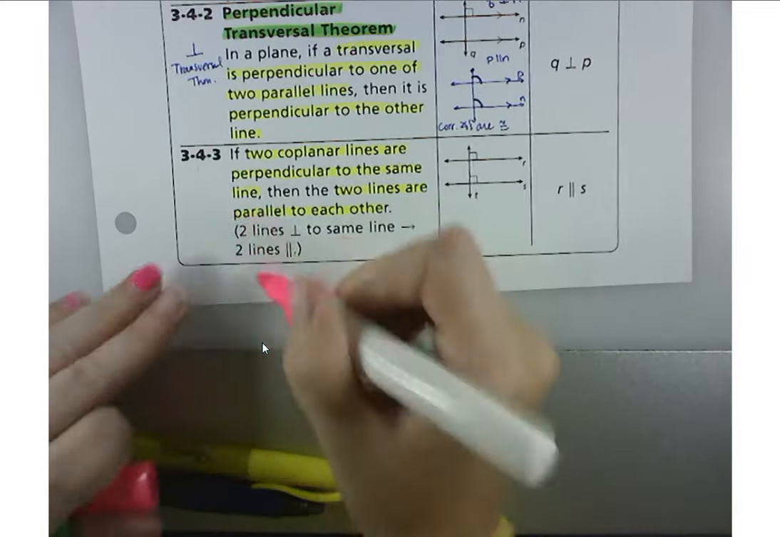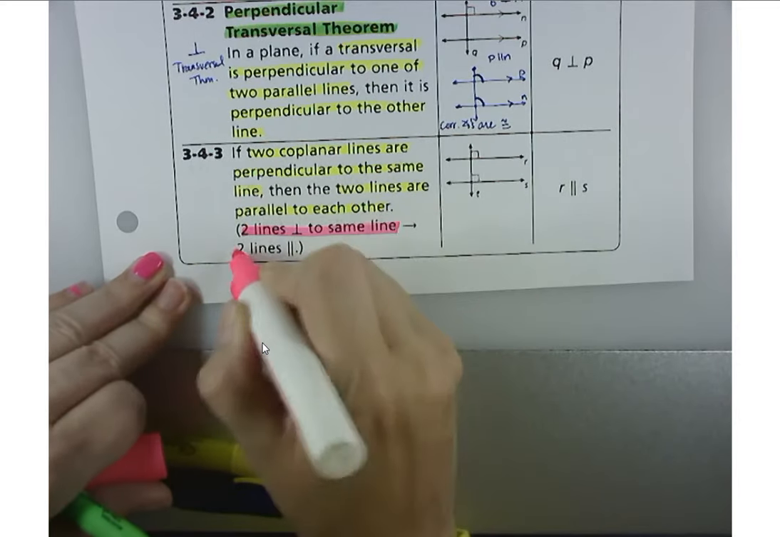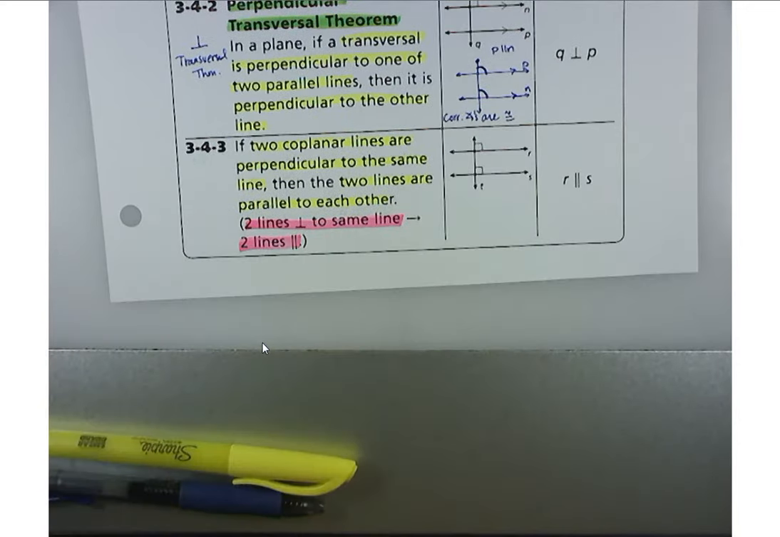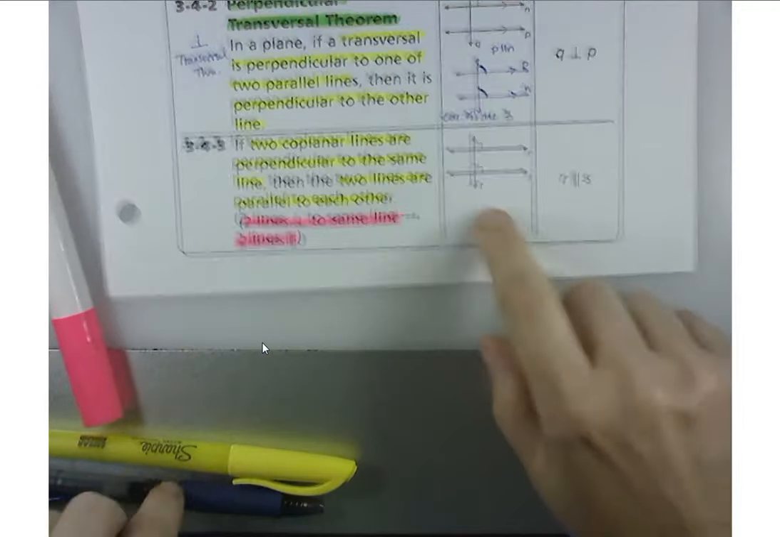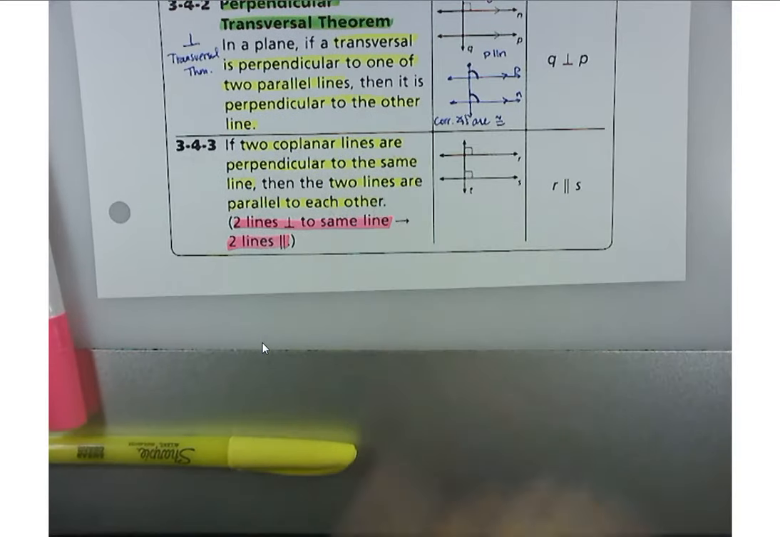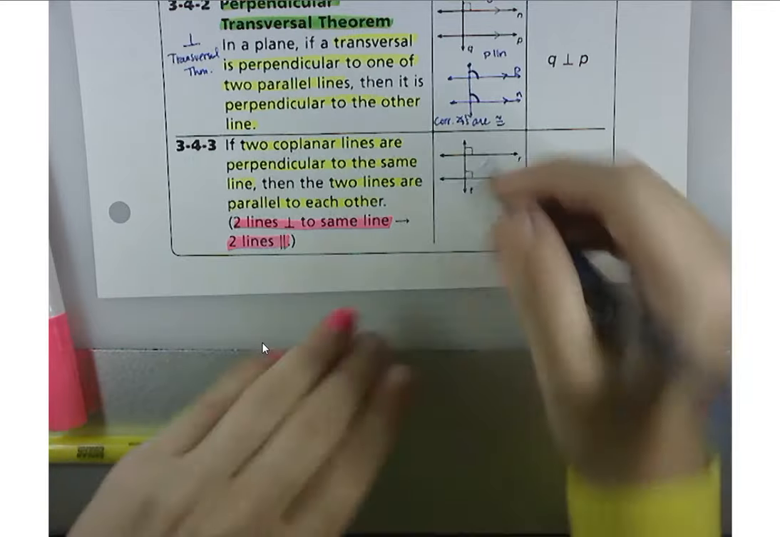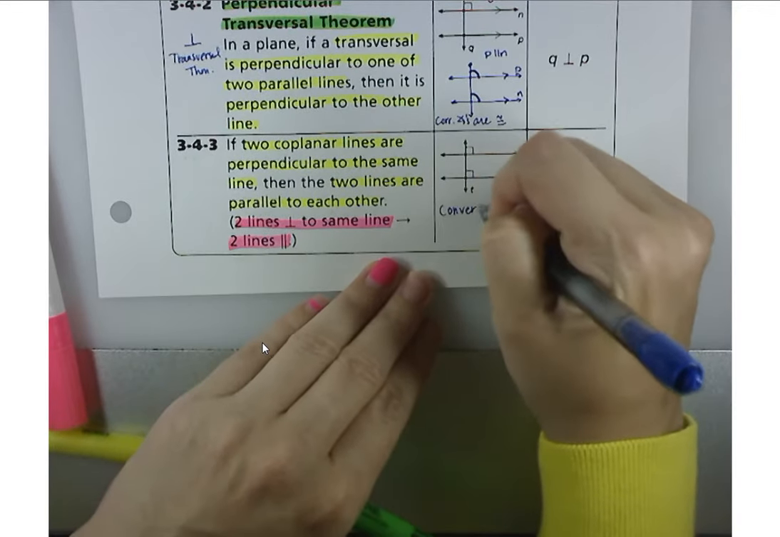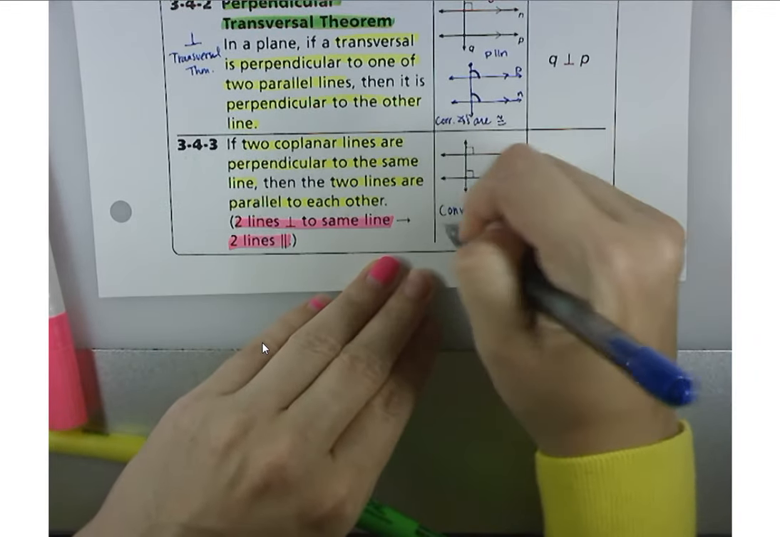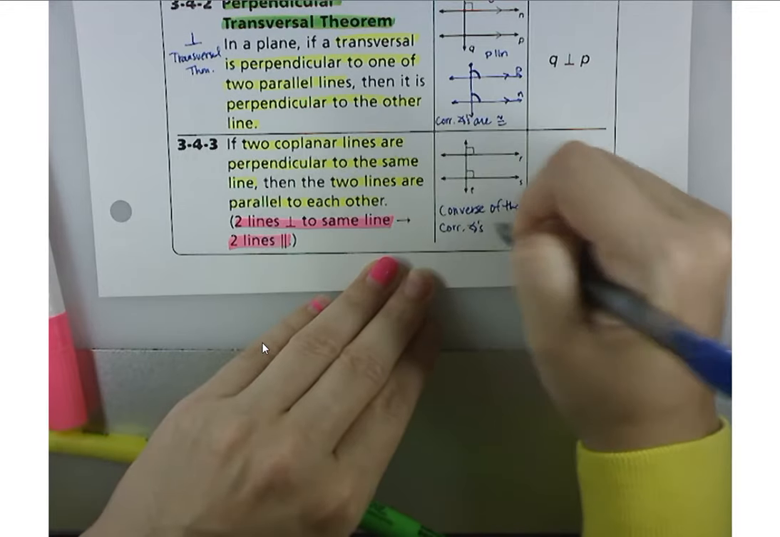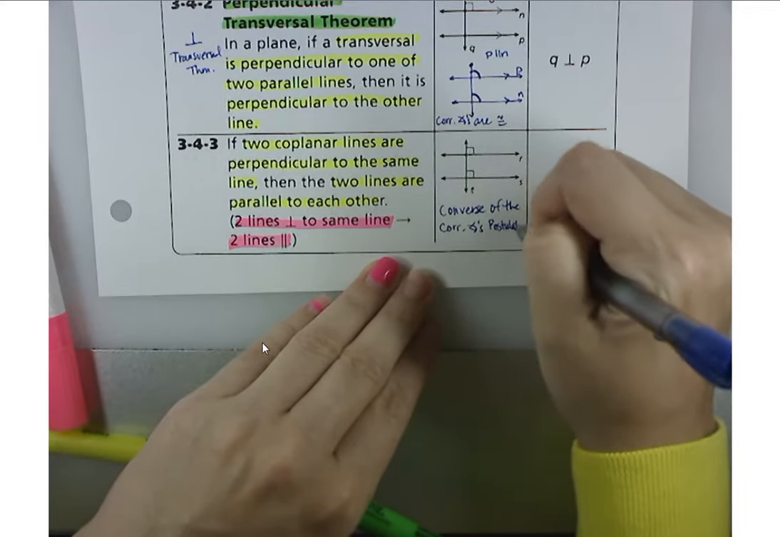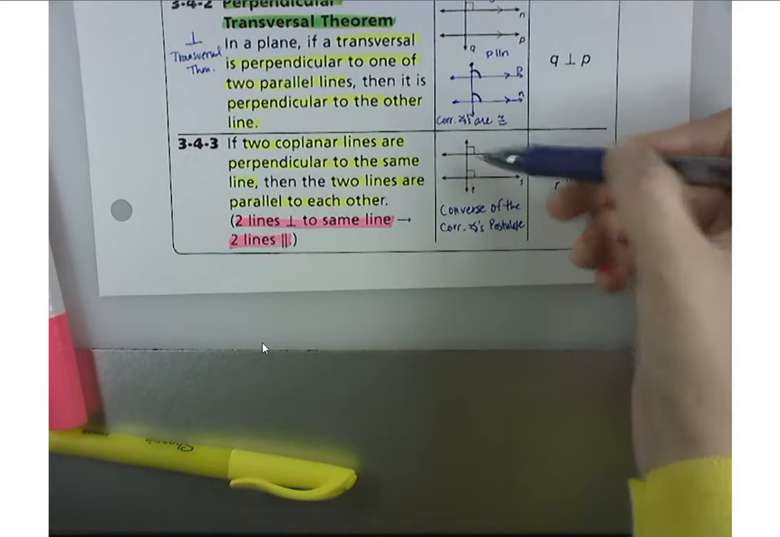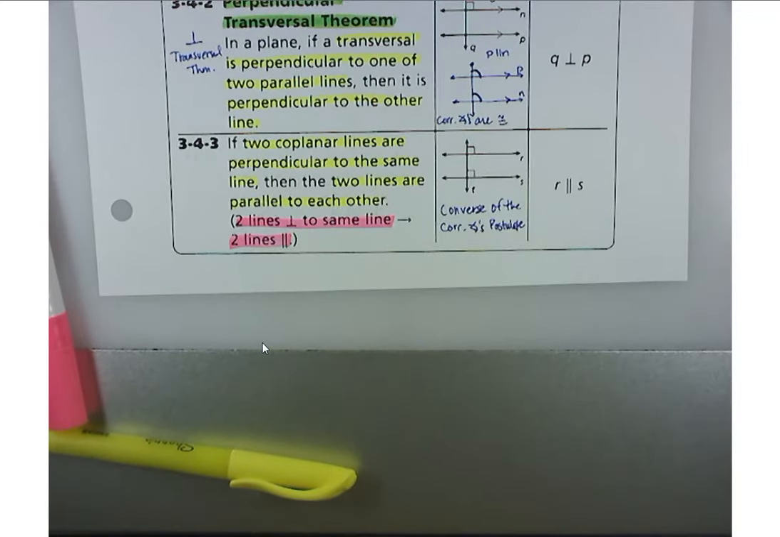So if two lines are perpendicular to the same line, then the two lines are parallel. Can you guys think about what reason would lead to that? What is it? Yeah, so we know that's true by the converse of the corresponding angles postulate. Right? Because if corresponding angles are congruent, then we know that the lines are parallel.